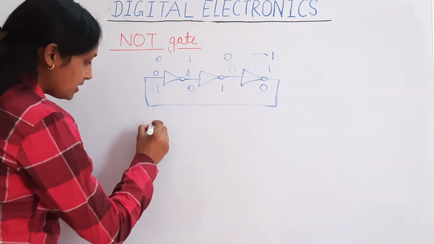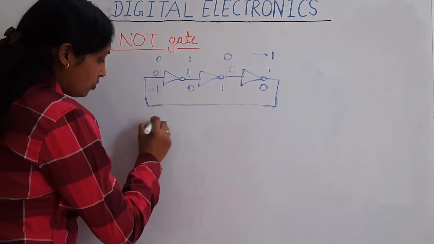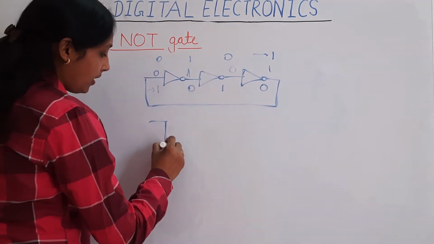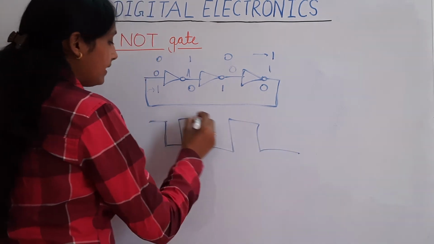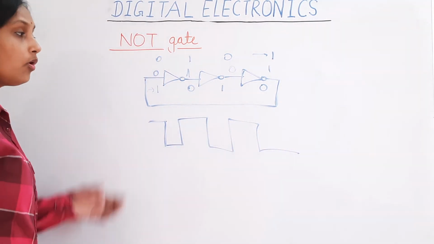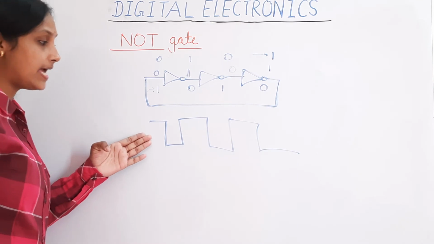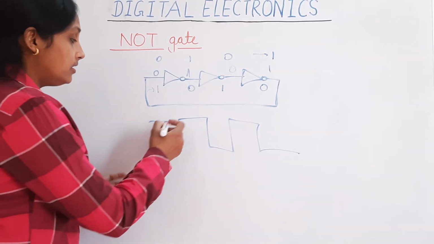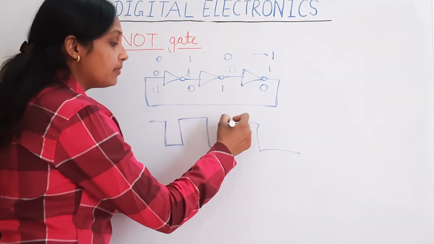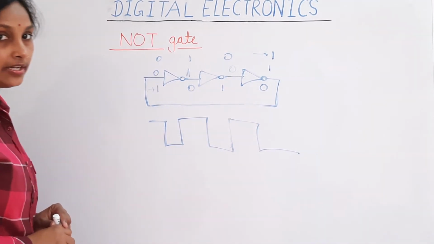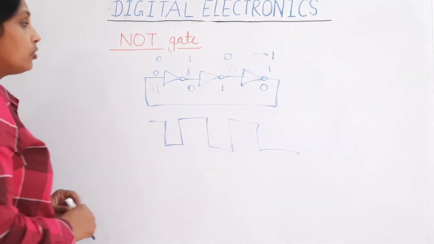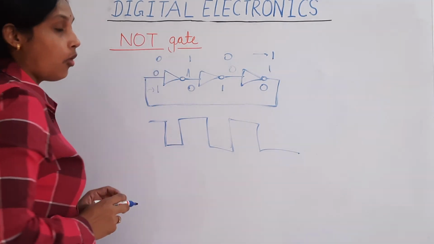At the first time we are applying 1, so we are getting output 1. Then 0, then 1, then 0. So here we are getting the clock. So this circuit behaves as a clock generator, or we can say that this is a square wave. So we can say that this circuit behaves like a square wave generator. So these are the two properties of the NOT gate.